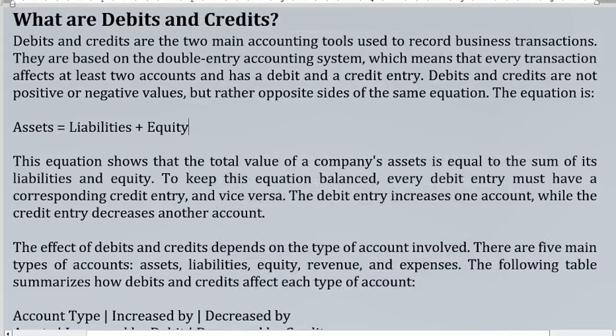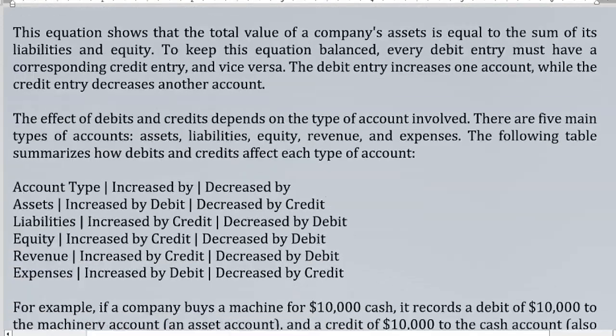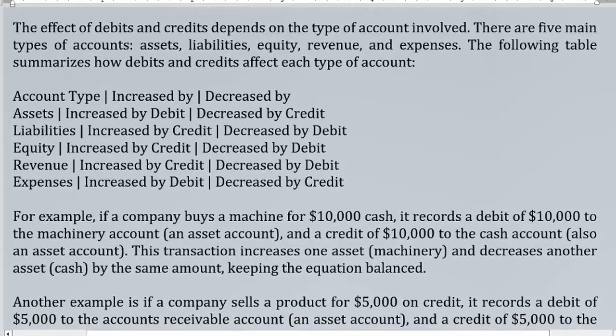The effect of debits and credits depends on the type of account involved. There are 5 main types of accounts: assets, liabilities, equity, revenue, and expenses. The following table summarizes how debits and credits affect each type of account. Account type: increased by, decreased by. Assets: increased by debit, decreased by credit. Liabilities: increased by credit, decreased by debit. Equity: increased by credit, decreased by debit. Revenue: increased by credit, decreased by debit. Expenses: increased by debit, decreased by credit.